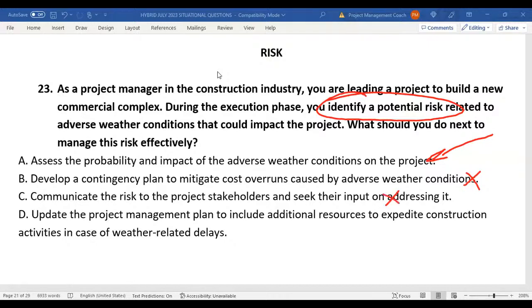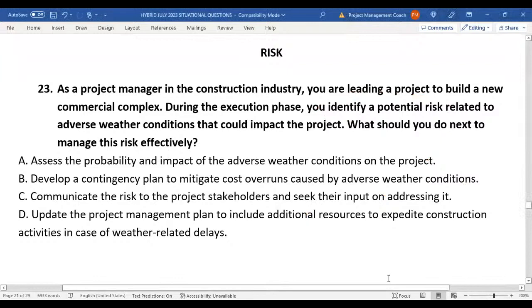And then update the project management plan is something that would follow after approval, after agreement, but it's not what you would do first. And it says to include additional resources to expedite construction activities in case of weather-related delays. That is presumptuous. Okay, so the best answer in this example, in this question, my friends, is A.